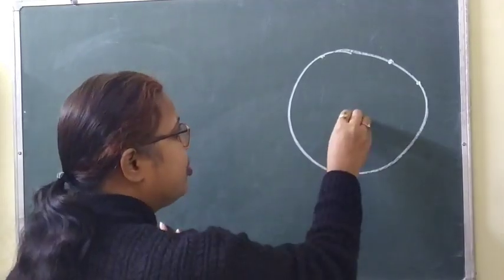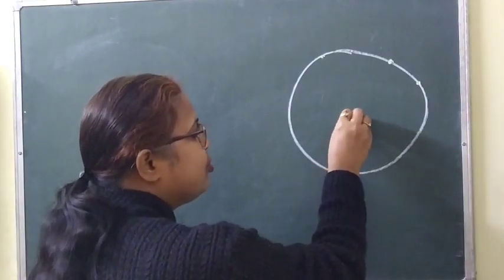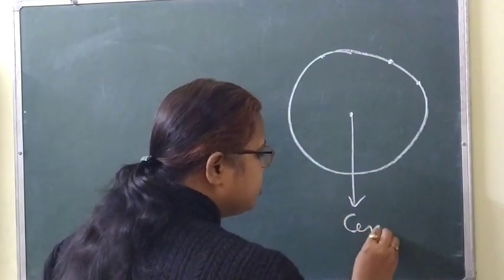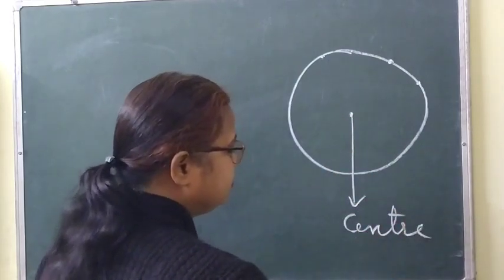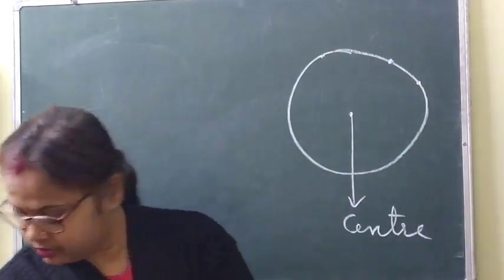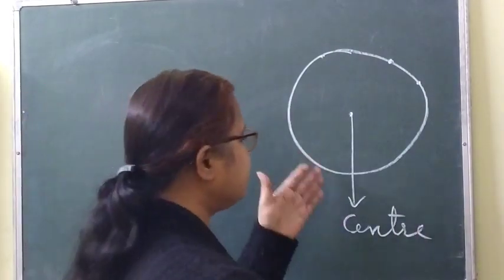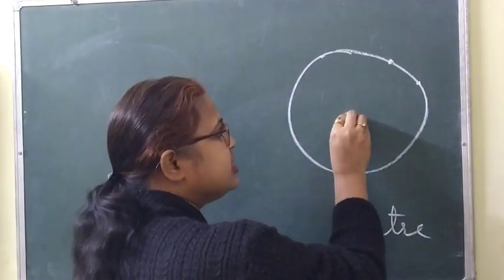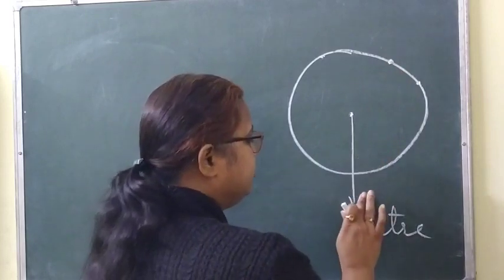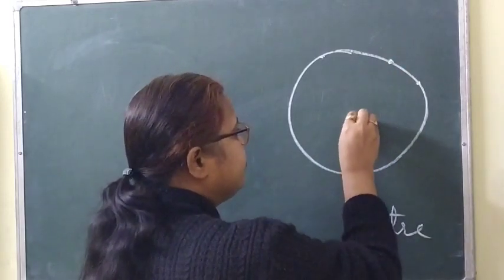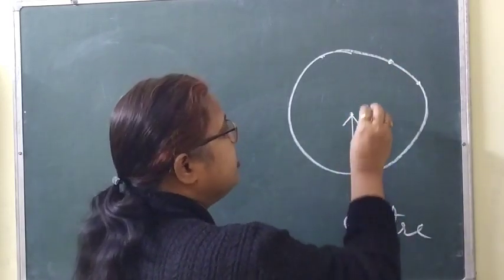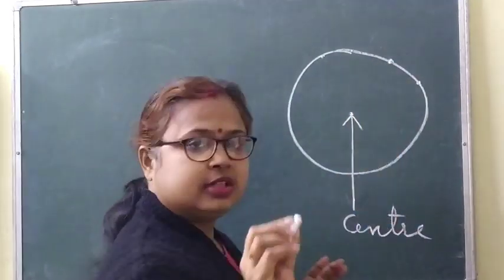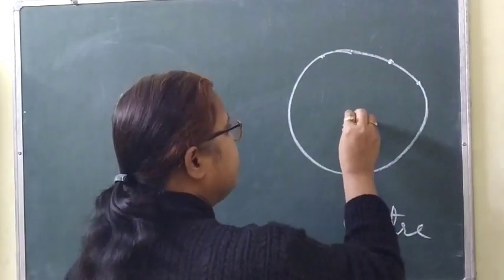And this fixed point is called as what? This fixed point is called a center. And the distance between the center and the point on the circumference is called a radius.